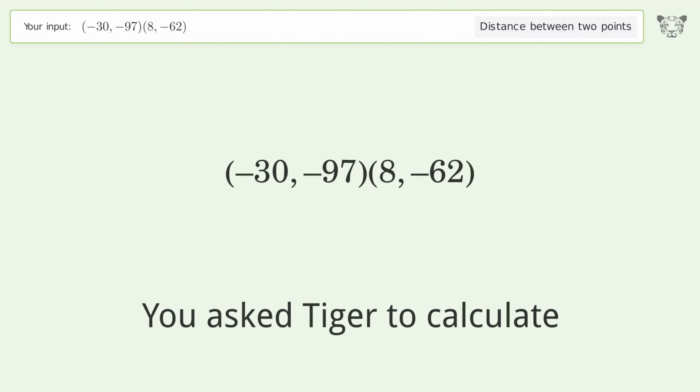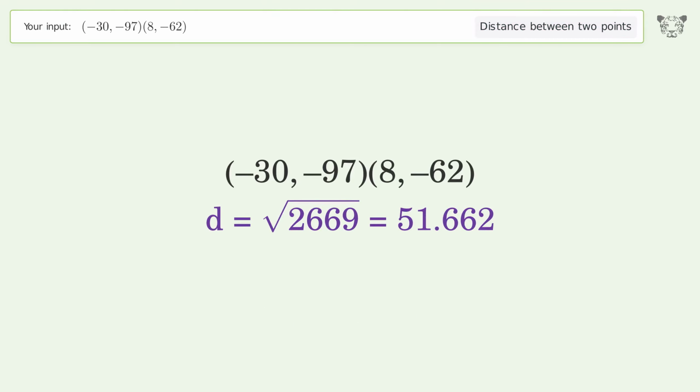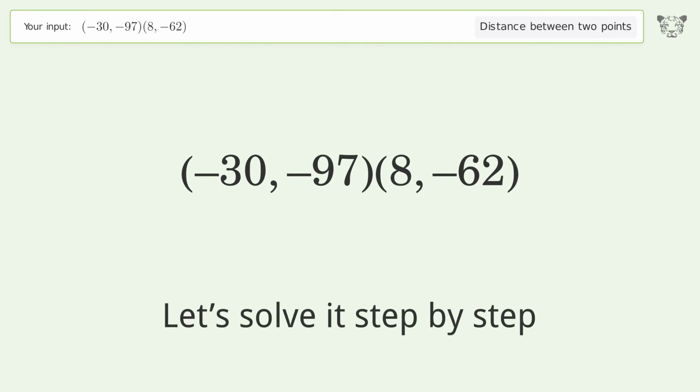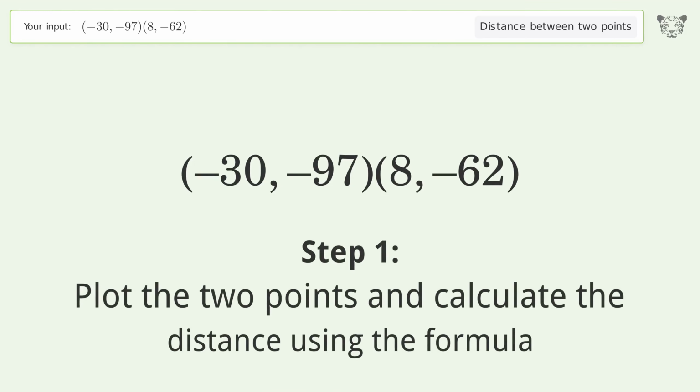You asked to calculate the distance between 2 points. The distance between the 2 points is the square root of 2669, or 51.662. Let's solve it step by step. Plot the 2 points and calculate the distance using the formula.